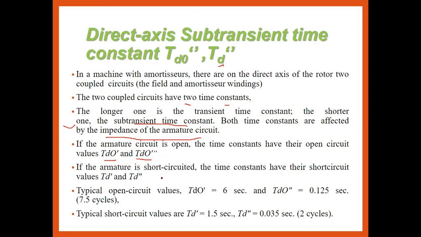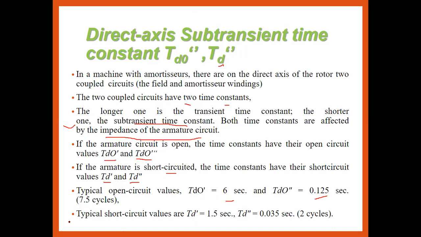But when the armature circuit is short circuited, what will its value become? TD dash and TD double dash. What is the value under the open circuit condition? That is 6 seconds for the transient condition, and for the sub-transient condition its value is 0.125. Means the value for the transient time constant is higher, and for the sub-transient it is very less as compared to the transient condition.